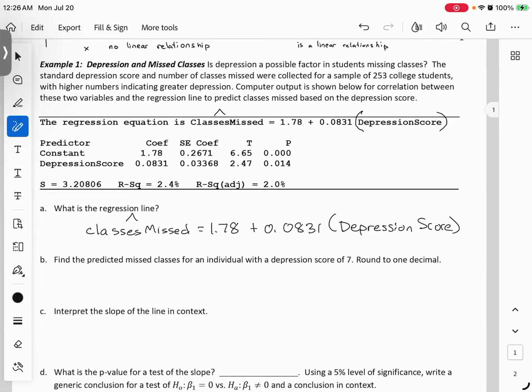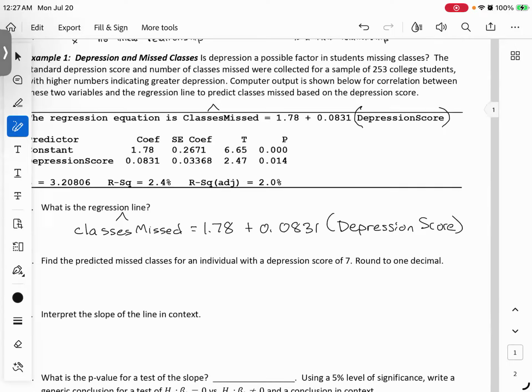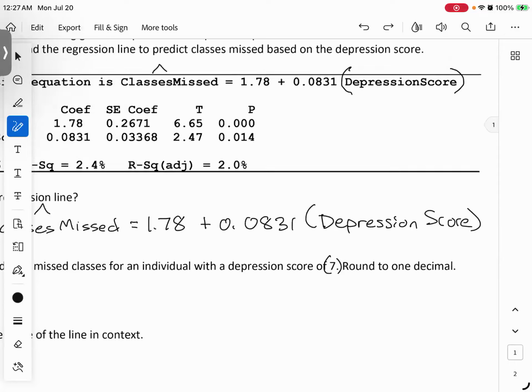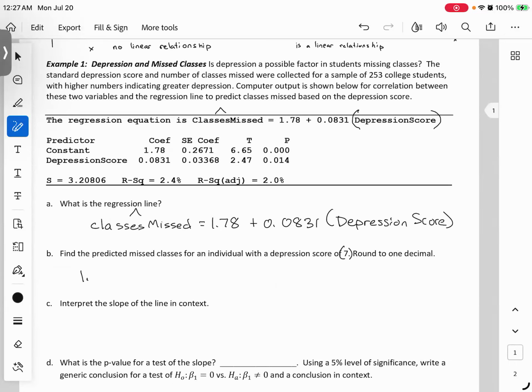Now, some of what we do right now is going to feel very familiar because we've done it in 2.6. It's been a little while, but it says find the predicted missed classes for an individual with a depression score of 7. So we're going to take that 7 and plug it into the equation, and we'll keep one decimal place. So in your calculator, you would put 1.78 plus 0.831 times 7. If they have a depression score of 7, put that in, see what you get. And you should get 2.4 missed classes.